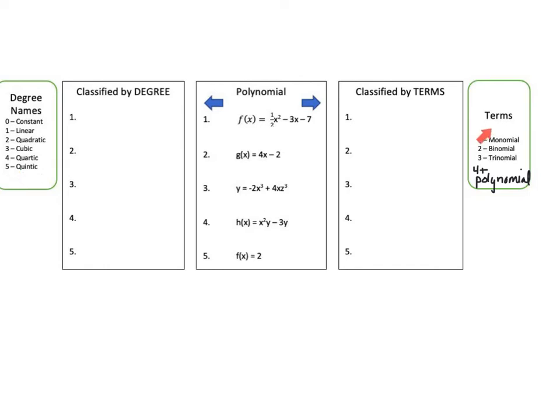Based on the number of terms, if it has 1 term, we call it a monomial, 2 terms binomial, 3 terms trinomial. If it's 4 or higher, we just typically say it's a polynomial.